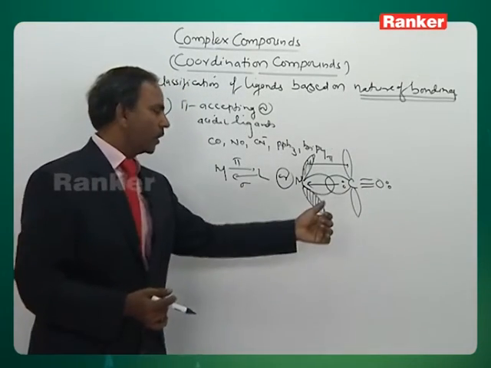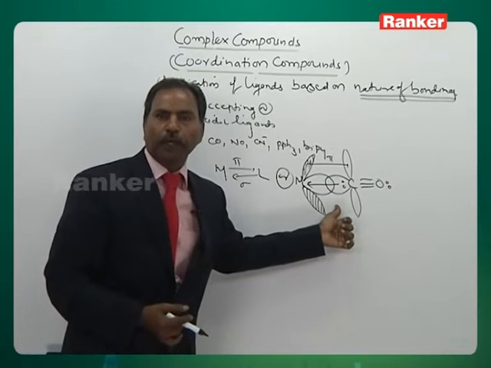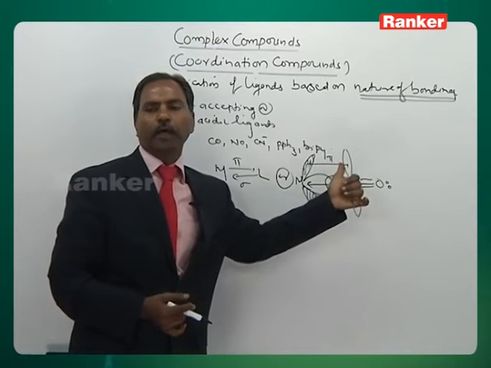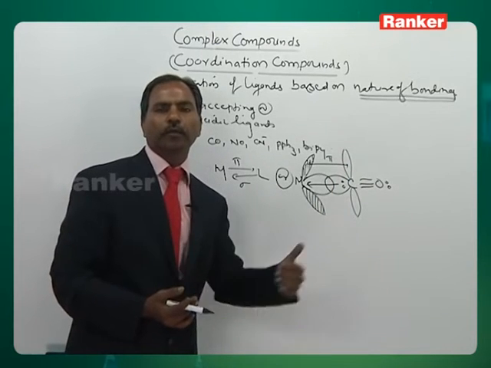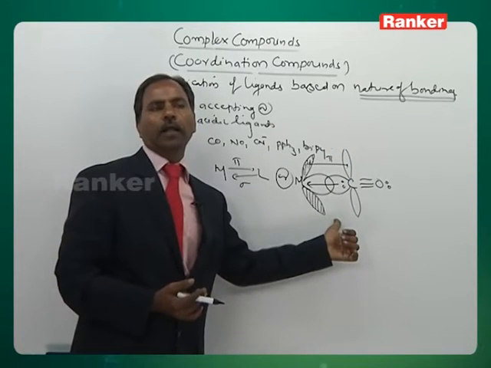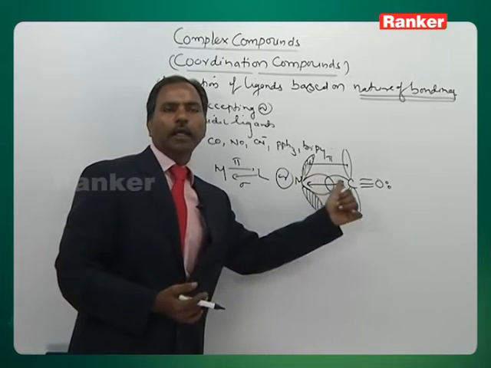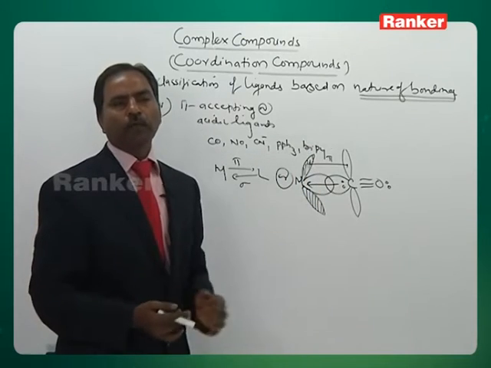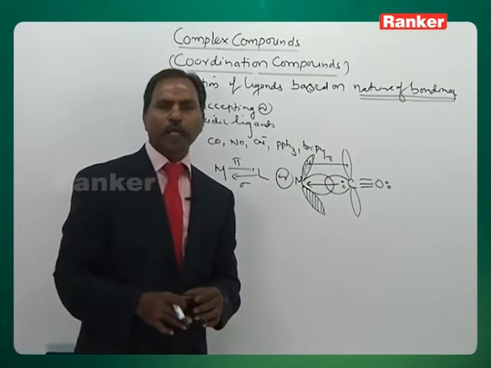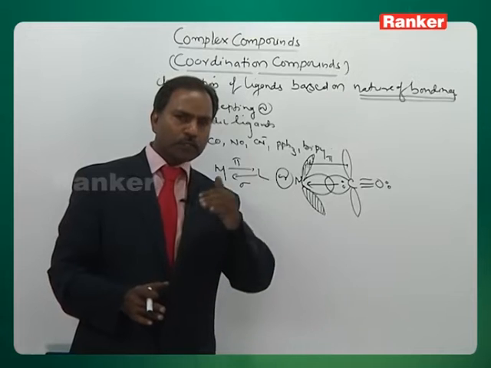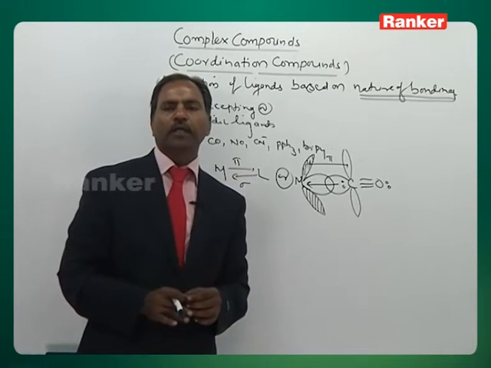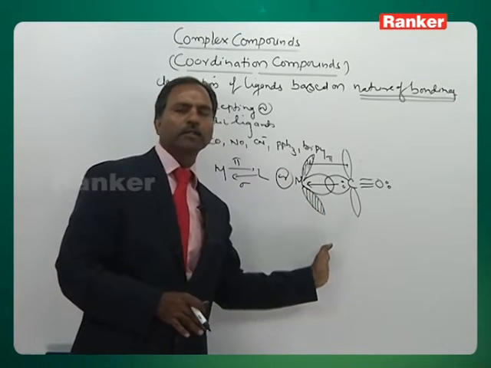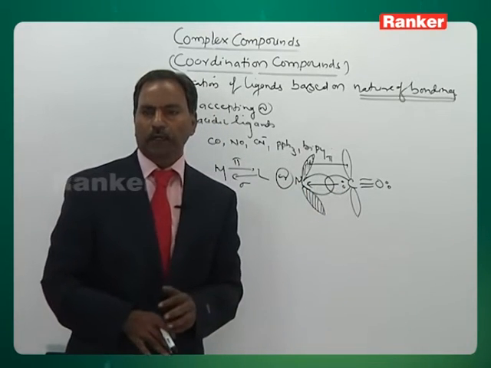a pi bond. What to understand here? First donating a pair, forming a sigma bond, again accepting a pair, forming a pi bond. Such a ligand is called a pi accepting ligand. Why do we call these acidic ligands? According to Lewis theory, whichever species accepts a pair of electrons, we generally call it acidic. Therefore, these are pi accepting ligands and acidic ligands.